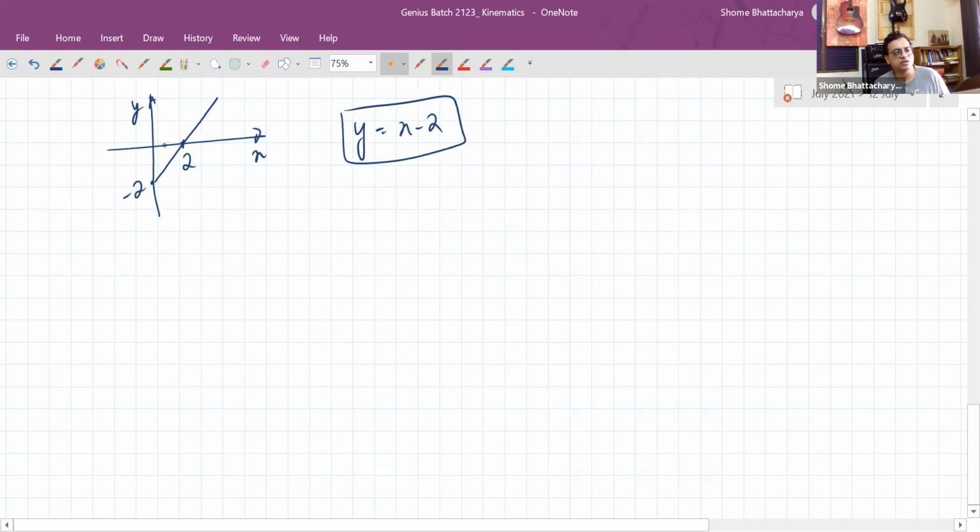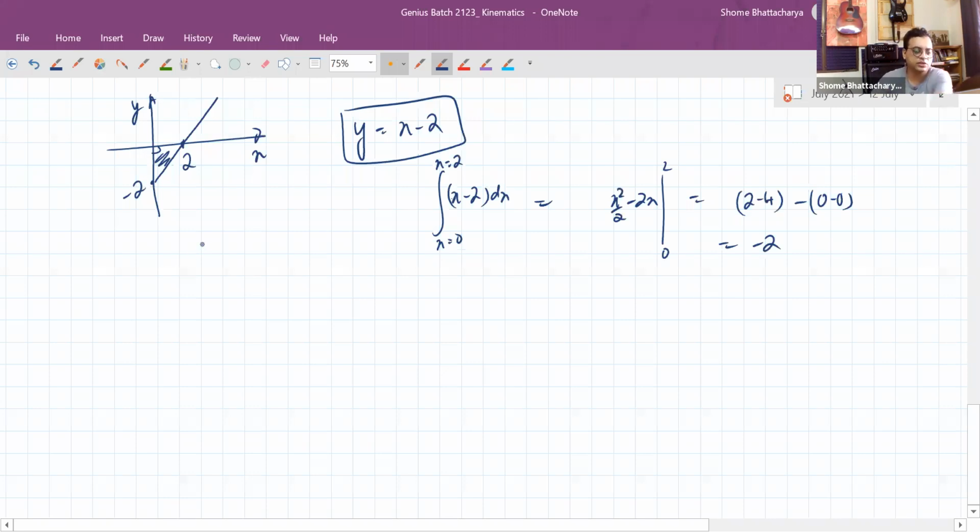It should come out as a negative quantity because it's still below. So this area, when we calculate by integration, will be the integral of x minus 2 dx from 0 to 2. You see, it will come out to be negative times the area of this triangle. So it's x square by 2 minus 2x, limit 0 to 2. So it's 4 by 2, that's 2, minus 4, minus 0 minus 0. That's minus 2. You can see the area of this triangle has a modulus of 2, but it's below the y-axis, so it's coming out with a negative sign.